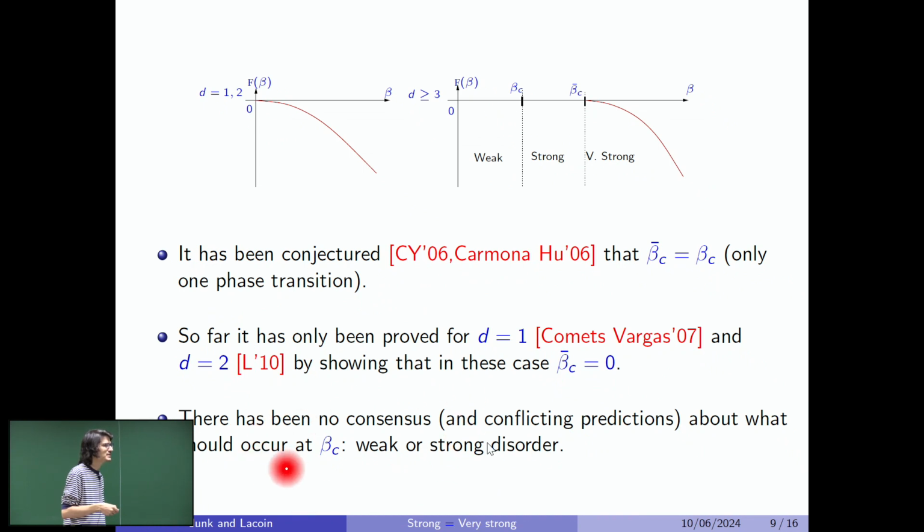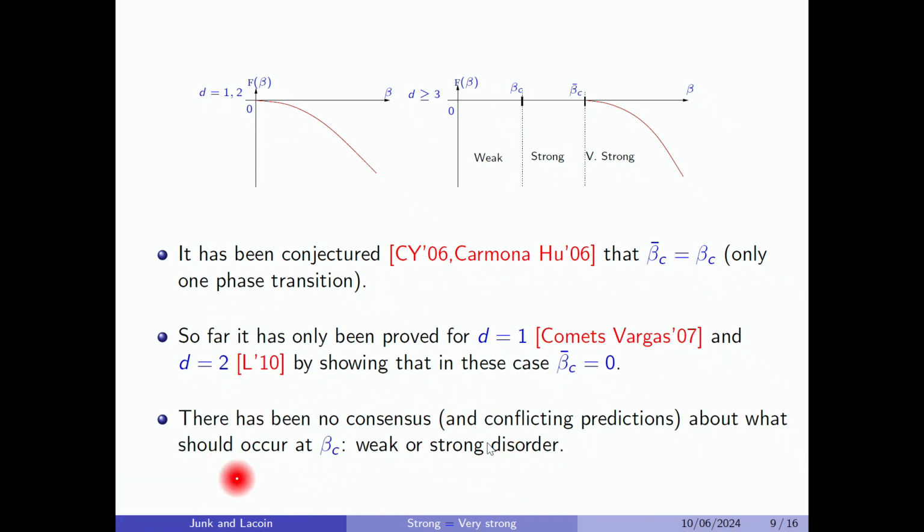Furthermore, there has been no consensus about what happens at beta C. There is a conjecture that beta C is equal to beta C bar. You know that at the critical point, you cannot have very strong disorder. But people didn't know whether to predict weak or strong disorder at the critical point. And in fact, you can find both conjectures in the literature.